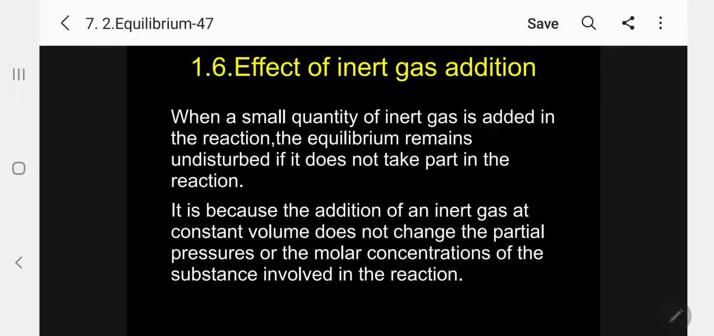Let me go to the next one, 1.6. Effect of inert gas addition. When a small quantity of inert gas is added to the reaction, the equilibrium remains undisturbed if it does not take part in the reaction. If it is reacting, then it will affect. If it is a chemically inert gas and not reacting, nothing will happen. This is because the addition of inert gas at constant volume does not change the partial pressure or molar concentration of the substances involved in the reaction.